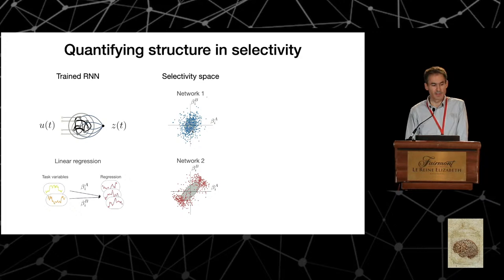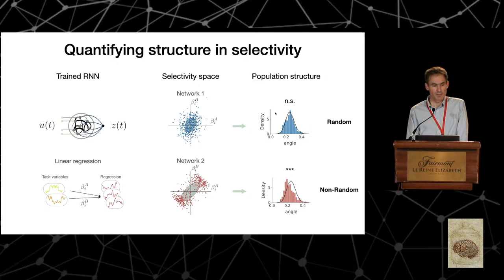And here I'm illustrating two different networks just as examples. And then the next question is whether this cloud of points is significantly different from a Gaussian. So we can fit a Gaussian distribution, which can have some correlations. And then we check how far the distribution of points deviates from this Gaussian. And so if there are no significant deviations, we can say that the selectivity structure is random. And if there are deviations, then we can quantify them and say how non-random the structure is.